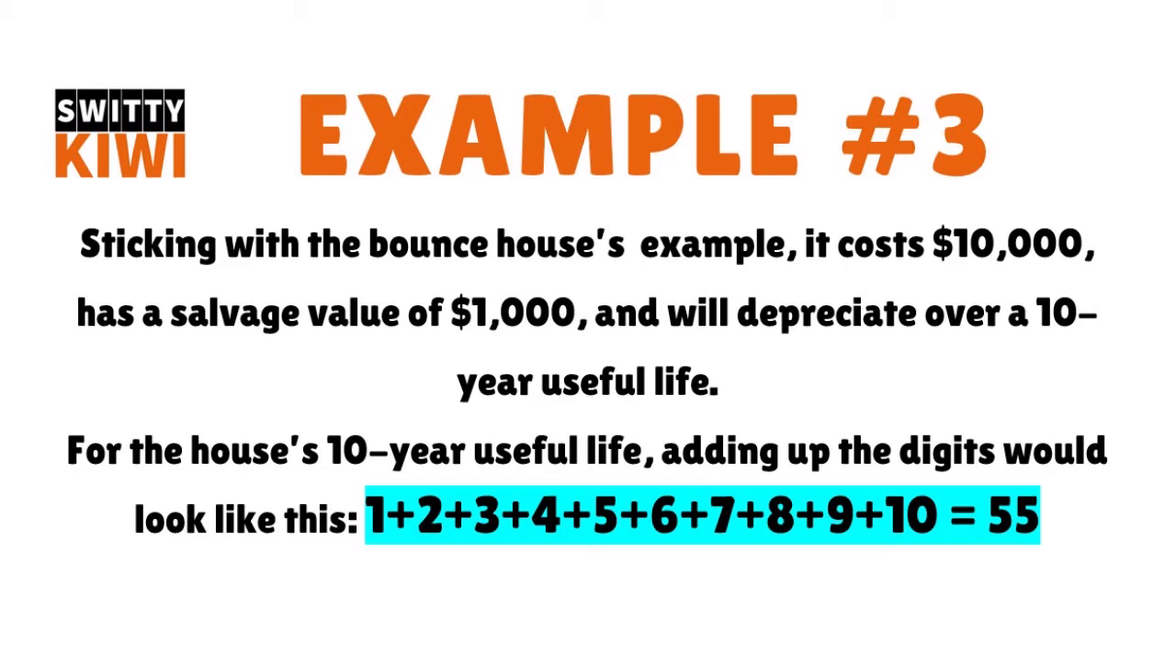So for example, the sum of the year's digits for an asset with a useful life of 5 years will be 15. Why? Because we have 1 plus 2 plus 3 plus 4 plus 5. When you add everything up, this is 15. And you divide the asset's remaining lifespan by the sum of the year's digits. Then you multiply the number by the cost minus salvage to get your write-off for the year. This might sound like a foreign language to you, but in practice, it's pretty simple.